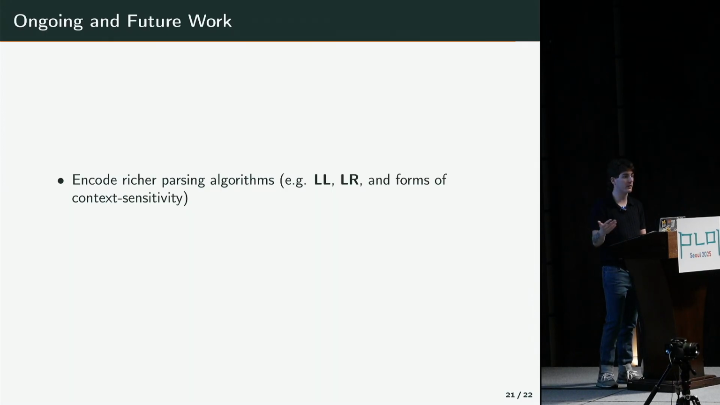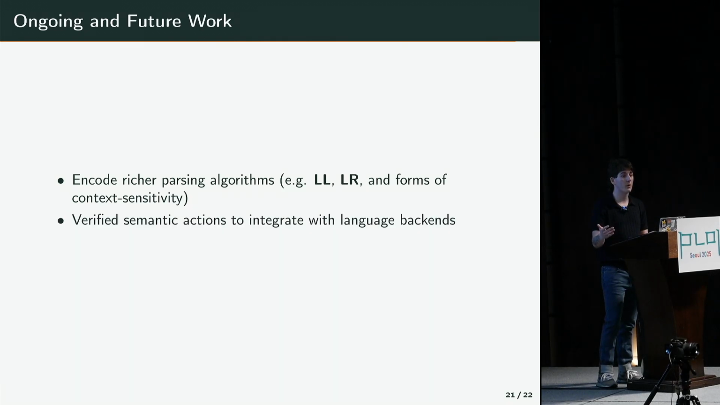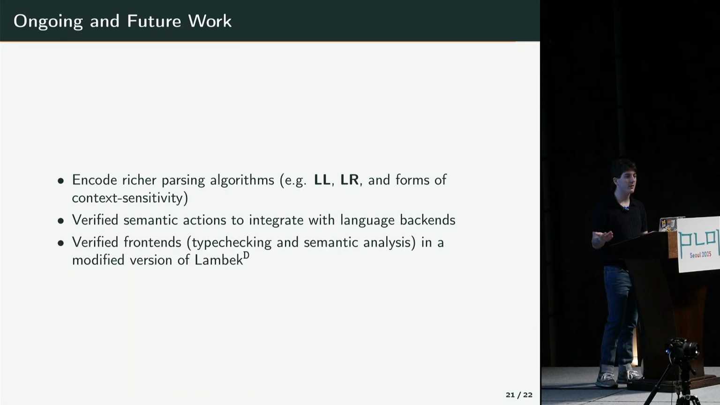Moving forward, we're looking to encode broader classes of grammar formalisms and verified parsers as programs in LambekD, such as LL or LR parser generators or forms of context sensitivity. Looking to encode verified semantic actions and plugging them to verified language backends. Everything I've mentioned thus far has been concrete syntax, but we often want to use abstract syntax. And we believe in a modified variant of our semantics, instead of having grammars over strings, but potentially type systems over tree structured data, you could use a similar method to implement verified type checkers rather than just verified parsers.